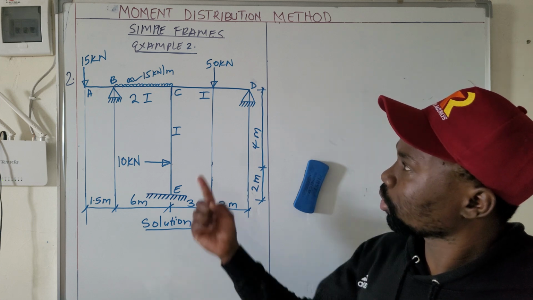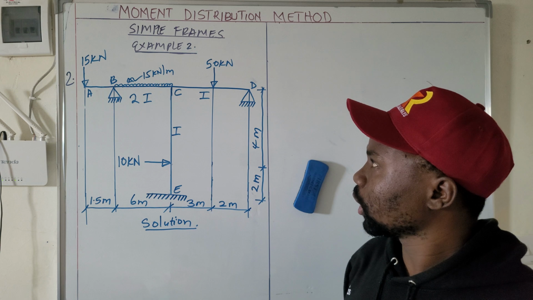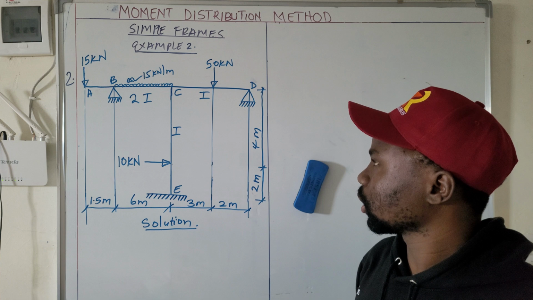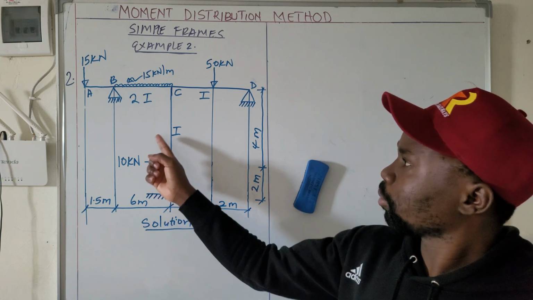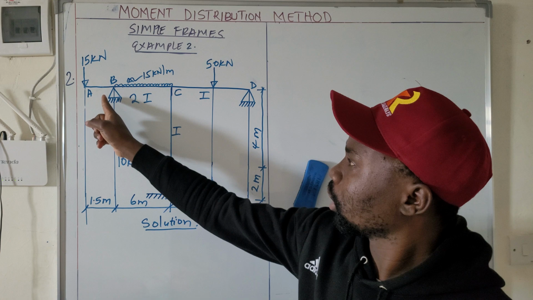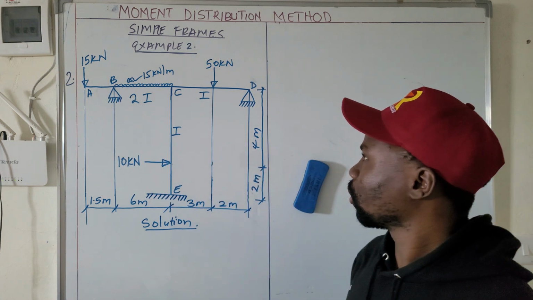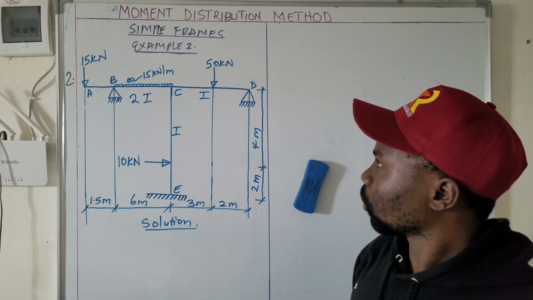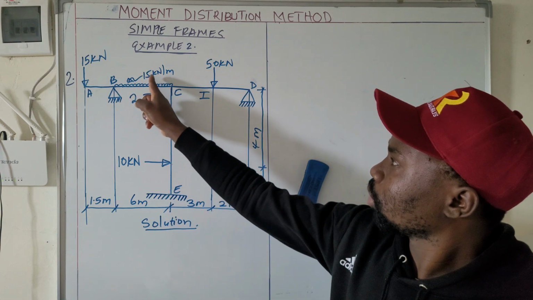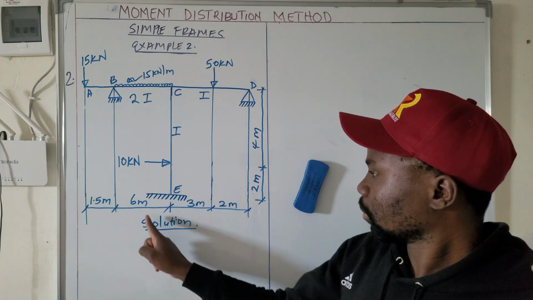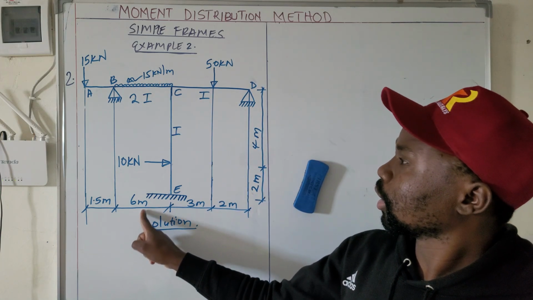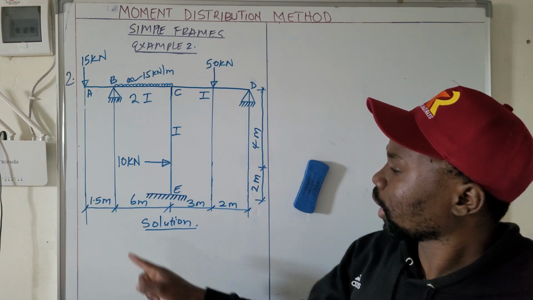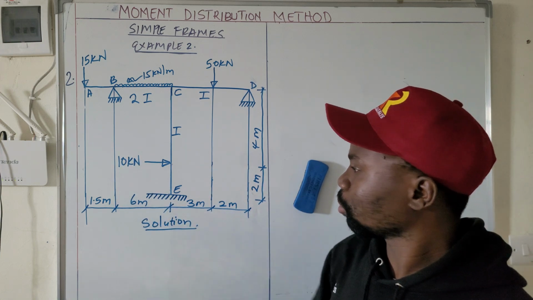Again, this portal frame has both a UDL, which is uniform distributed load, and a point load. Also, the portal frame is overhanging with a portion BA on the left side of the beam. It carries a UDL of 15 kilonewton per meter, spanning 6 meters. Again, 15 kilonewton, which is a point load, is overhanging from B at a distance of 1.5 meters.